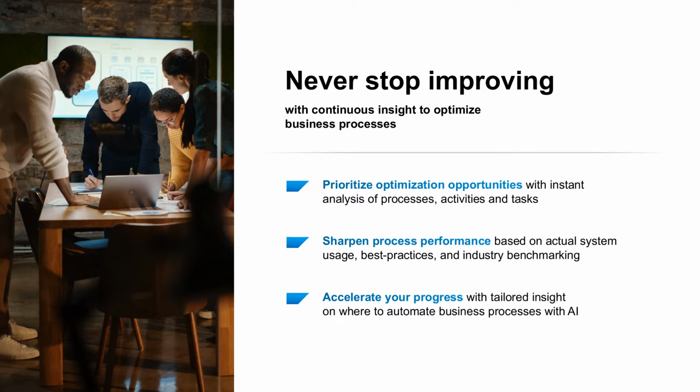The next message is really to never stop improving. And the notes you see here, the 3 key points are on the slide. Here are some of the supporting facts that can help you. So prioritize optimization opportunities with instant analysis of processes, activities, and tasks. A fact, in-depth process analysis of root cause and KPI comparisons. Sharpen process performance based on actual system usage, best practice, and industry benchmarking.